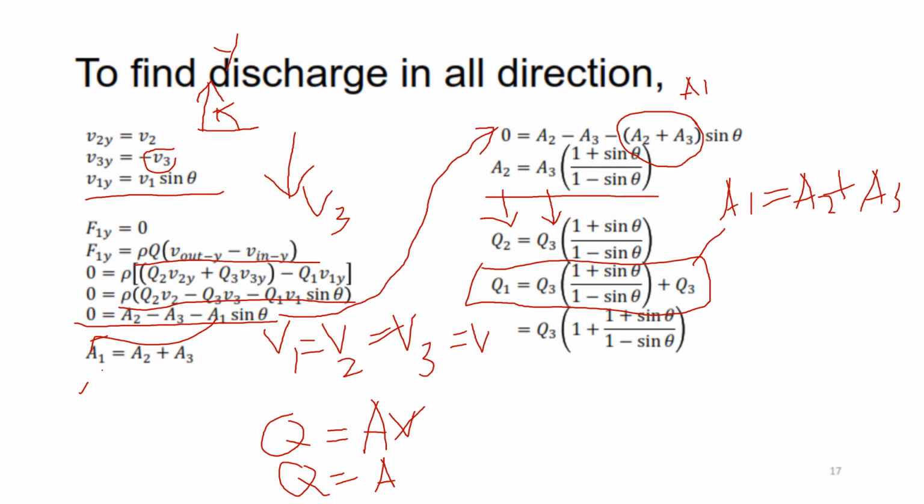Okay, so this one we get A1 equals A2 plus A3. Then we substitute, we simplify, and we get this one. This is the final result that we get.